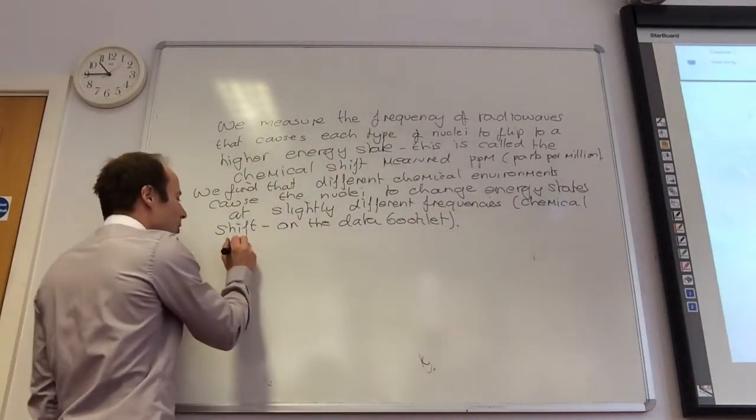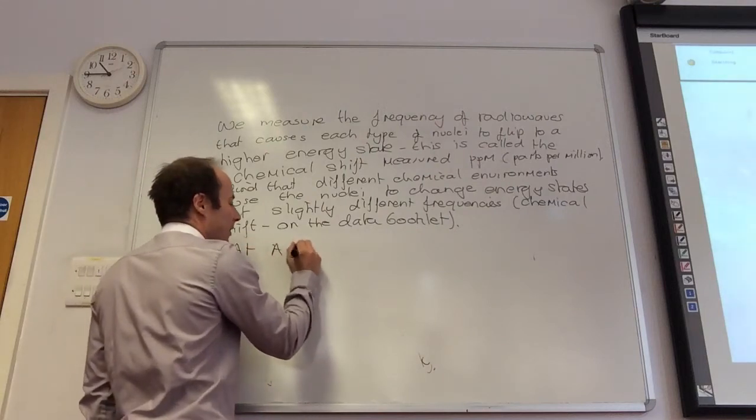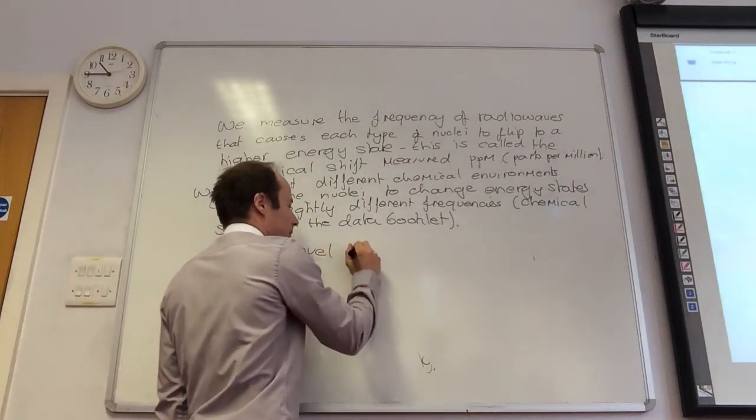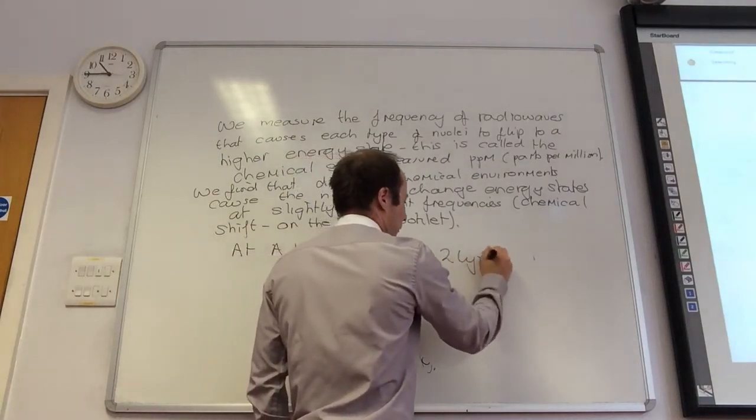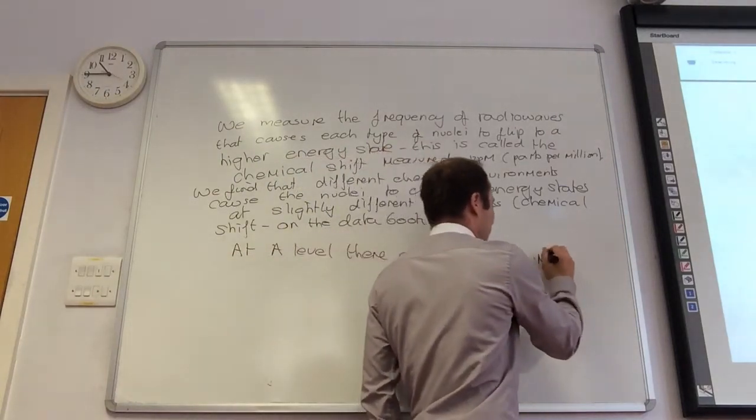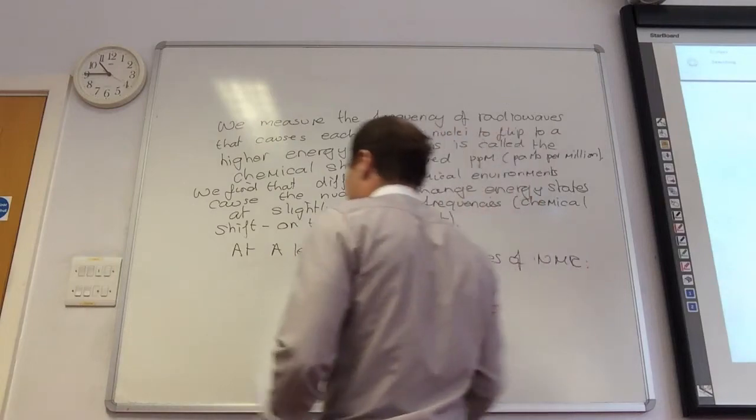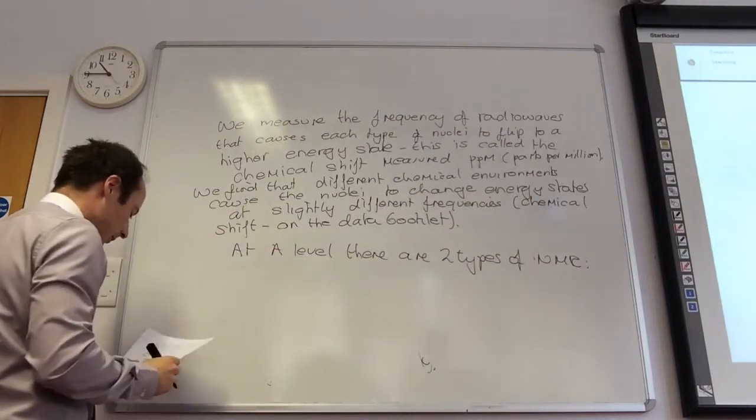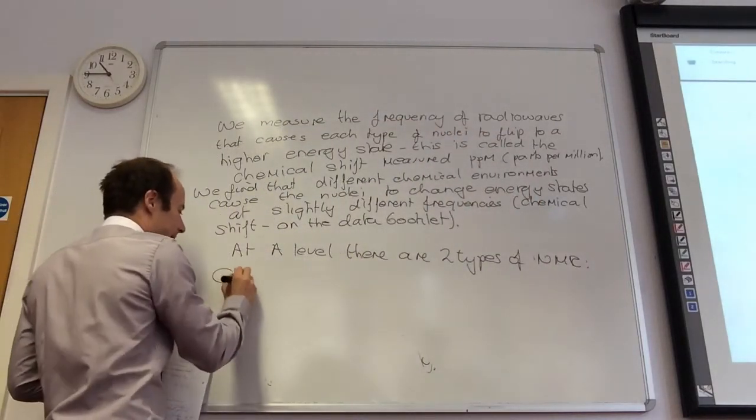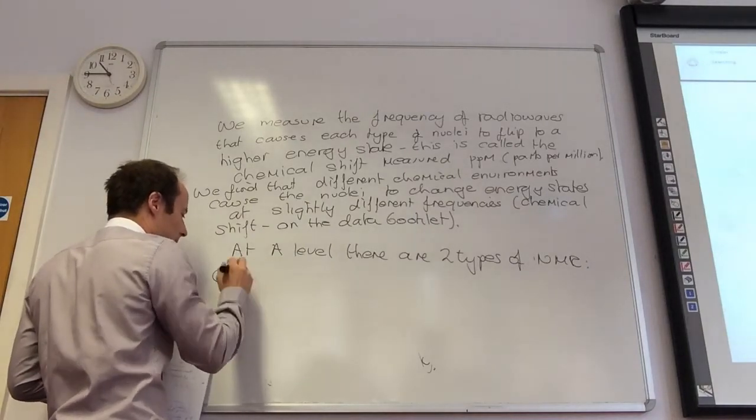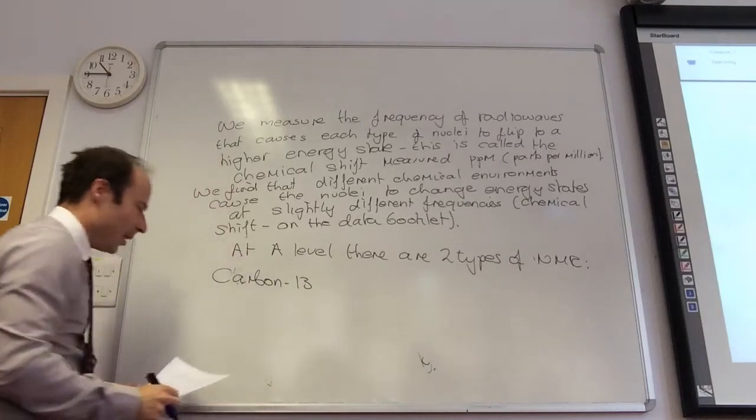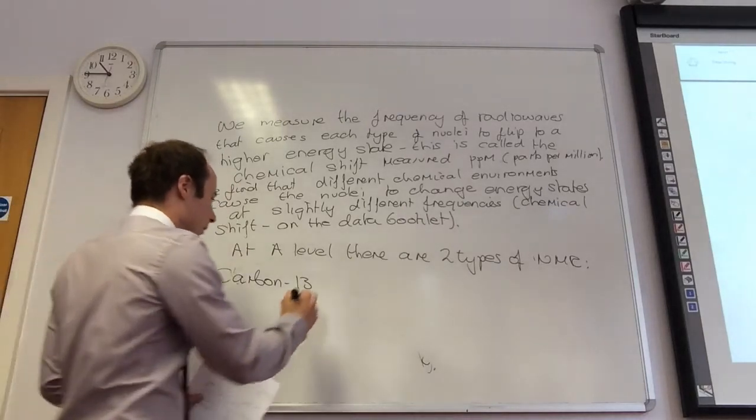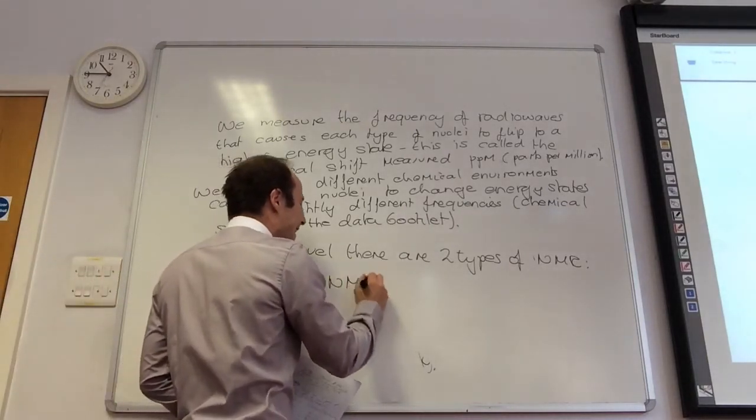At A level, there are two types of NMR you need to know about. There are many, many more. You have carbon-13 NMR. That is the easiest.